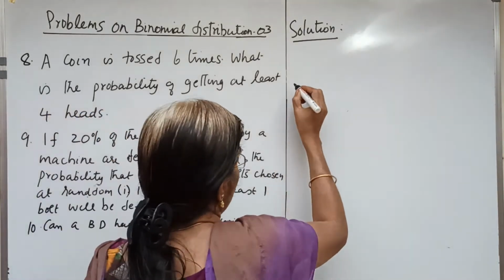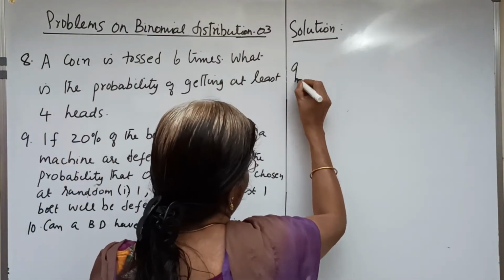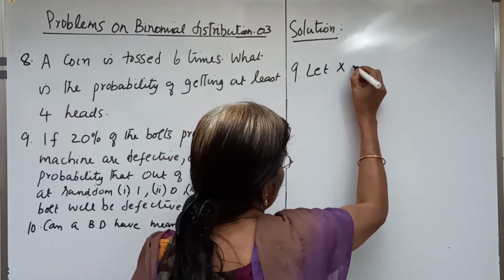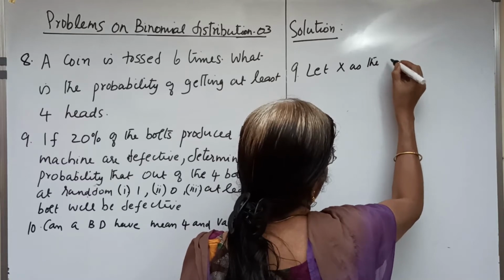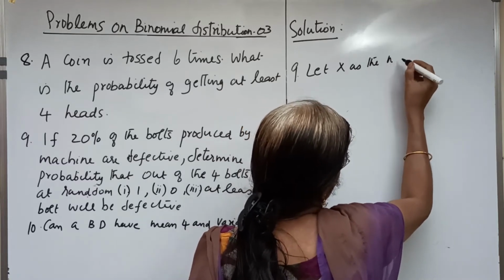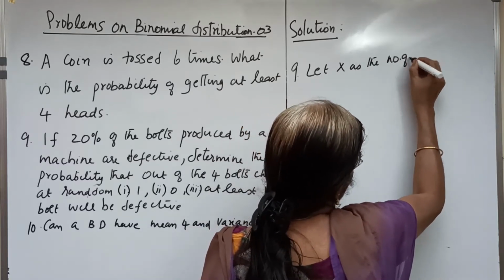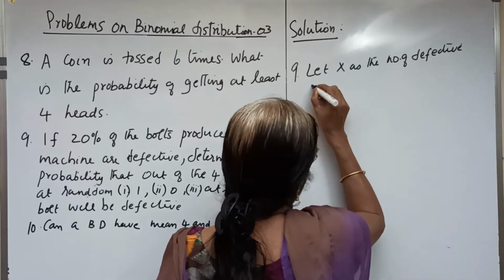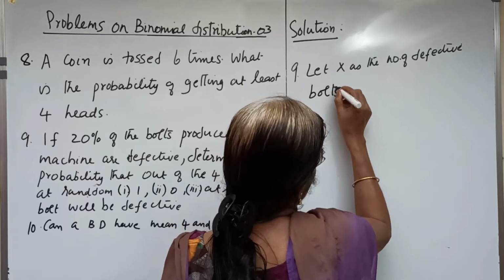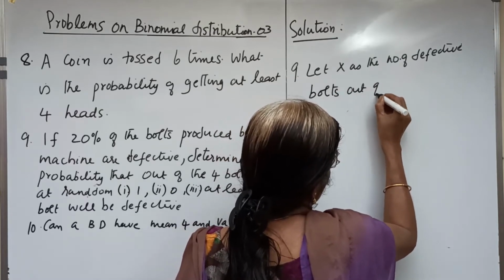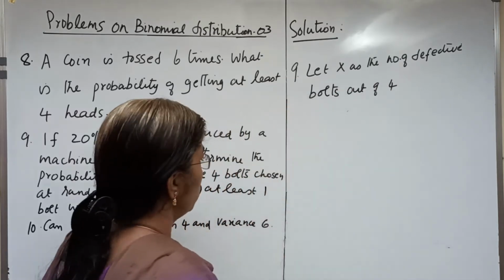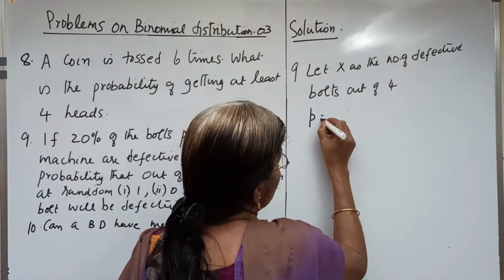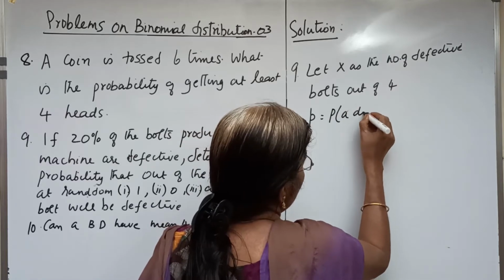Okay. So we consider question number 9 and let X be defined as the number of defective bolts out of 4. So that we may assume it as a binomial distribution. Then p is the probability of a defective.